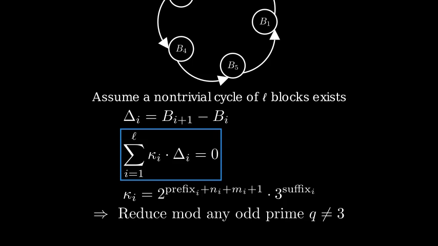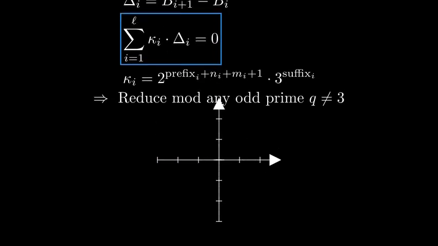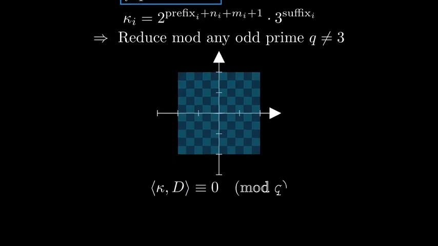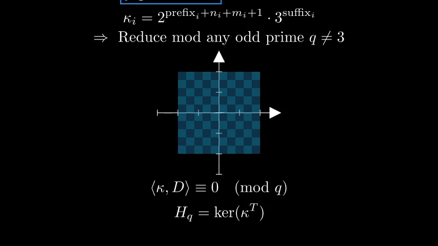Next, we'll discuss the slot constraint mod q. Reducing mod q gives a single coordinate linear constraint: the inner product of kappa and d is congruent to 0. We call this hyperplane the slot, H sub q equals the kernel of kappa transpose.